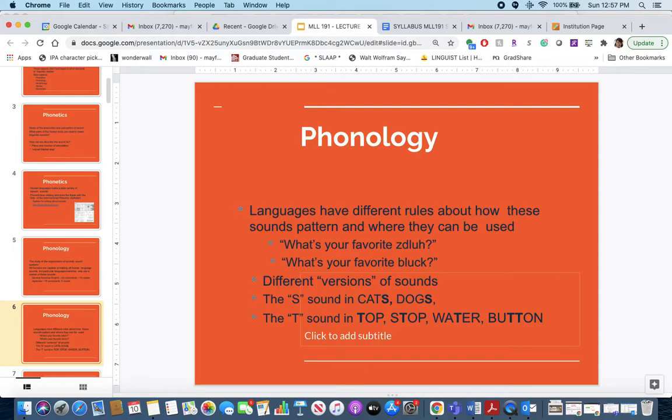And so you can also examine the T sound in a lot of words like top, stop, water, button. So for a lot of you, you're saying, well, the T sound sounds the same to me, but actually it's very different. So the T sound in top, top, sounds very typical to the T sound that you would use in a lot of words. Stop, right? That's an aspirated T.